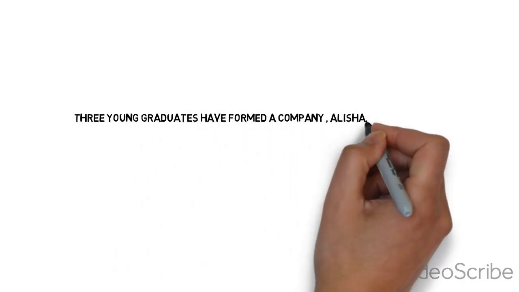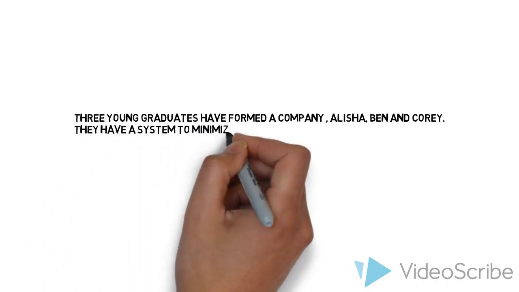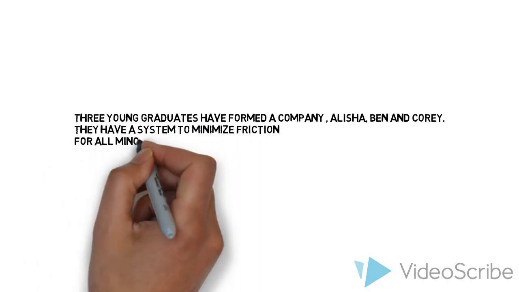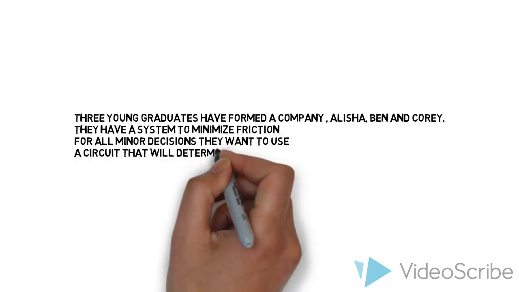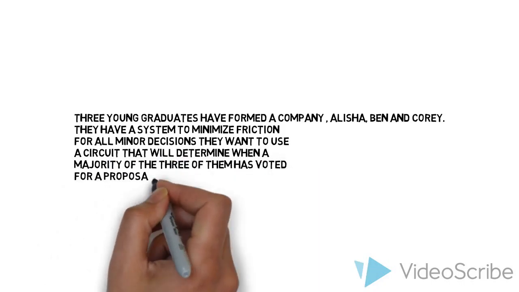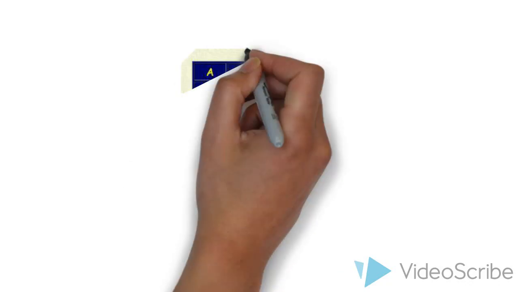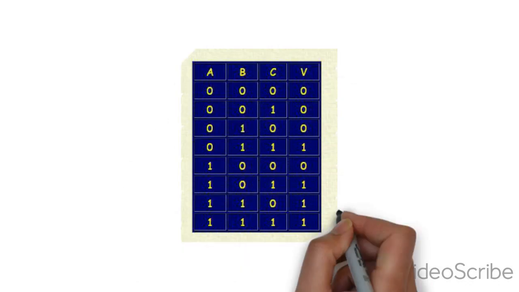Three young graduates have formed a company: Alicia, Ben, and Corey. They have a system to minimize problems. For all minor decisions, they want to use a circuit that will determine when a majority of the three of them has voted for a proposal. Essentially, they want a box with 3 inputs that will produce a 1 at the output whenever 2 or more of the inputs are 1. This is the truth table for that problem.